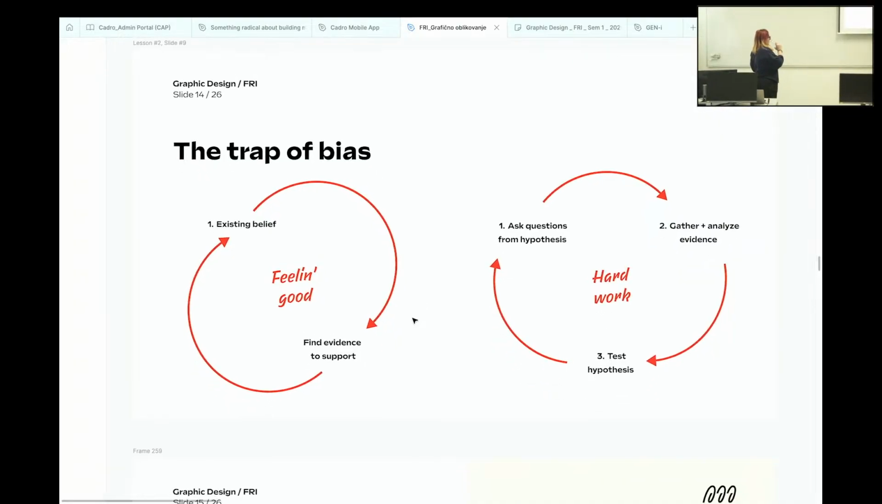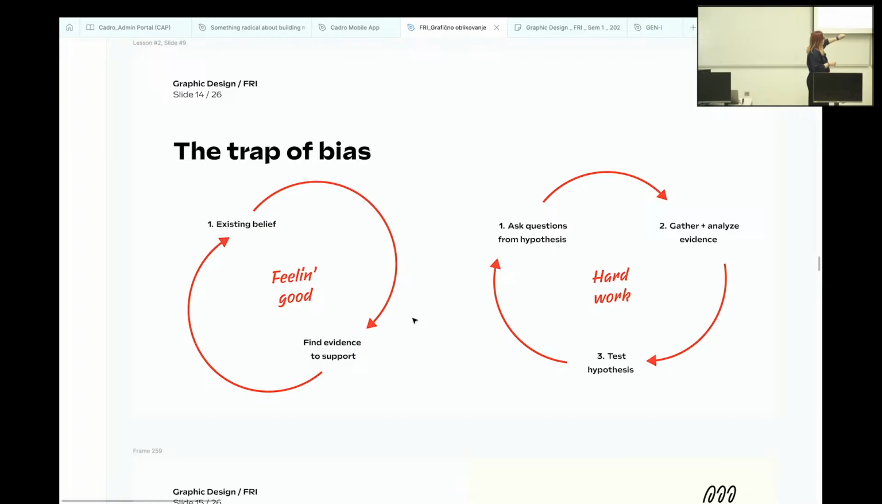The most important slide of all, what we have to be aware of while we're performing research is our own bias. So we're human, we're flawed, we have some existing beliefs, and then it's very easy for us to find evidence that supports our belief. And that makes us feel good because what we are thinking gets confirmed.